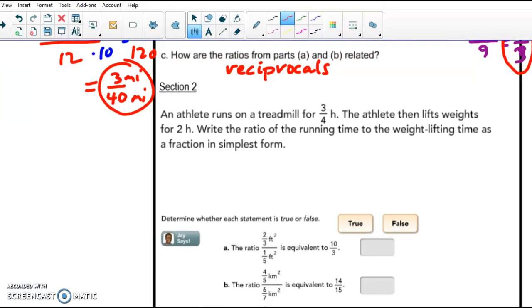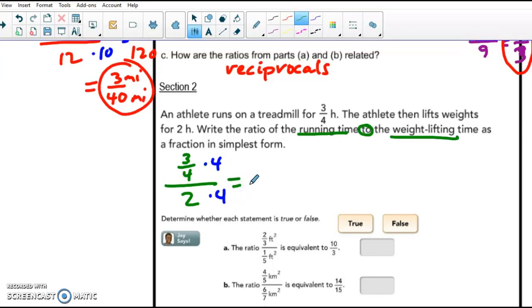Moving on to section 2, an athlete runs on a treadmill for 3/4 hour. The athlete then lifts weights for 2 hours. Write the ratio of running time to the weightlifting time. So running time is 3/4 to weightlifting time. I have the two terms of my ratio, but I've got a fraction, so I want to get rid of it. I'm going to multiply by my denominator. If I do that in the top, I have to do that on the bottom. Keep my fraction balanced here.